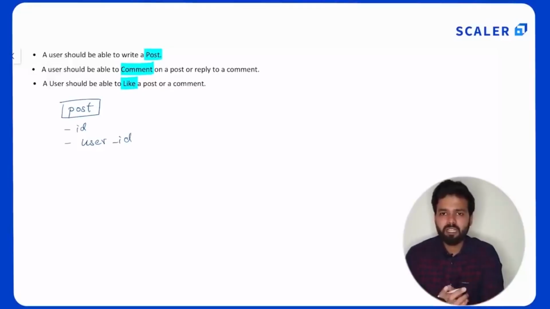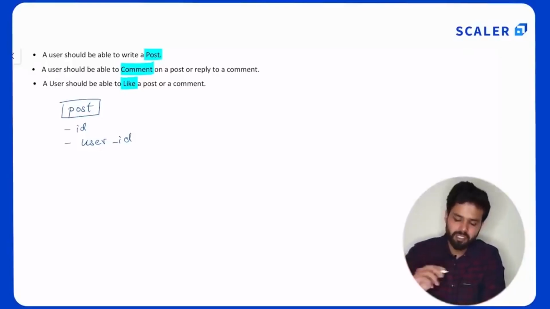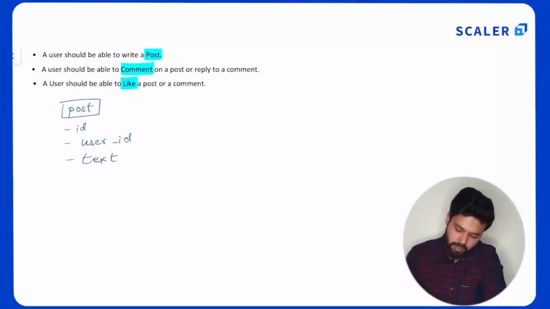Whenever you have one-to-many kind of a relationship or many-to-one kind of a relationship, add that attribute of the first entity in the dependent entity. So the first entity over here was user, so we'll have user ID inside post, which is the dependent one, and some text to go along with it.